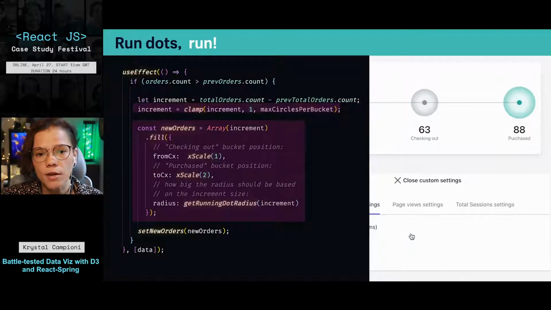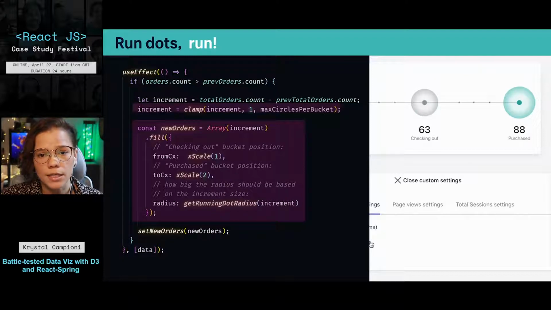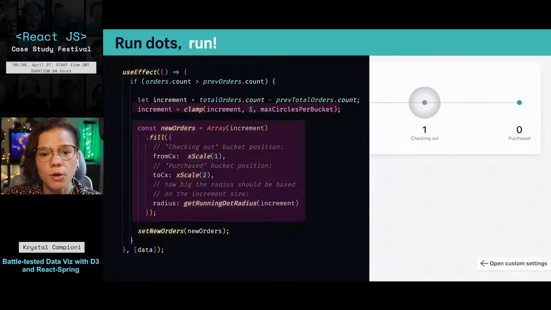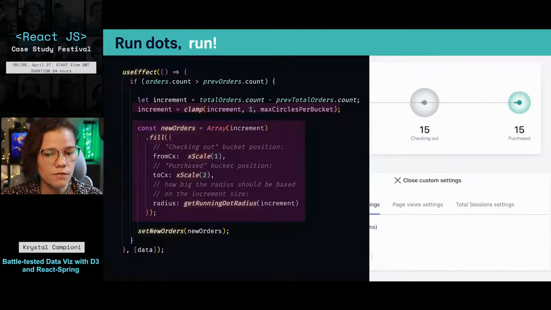Then we create an array of objects that we'll be using in the springs animation, so basically describing each animation inside of the useSprings animation. So by using the Array method, we pass in the increment size so we can create a new array of that length, and we fill it with objects describing the animation. There's a lot happening in there, so let's have a closer look.